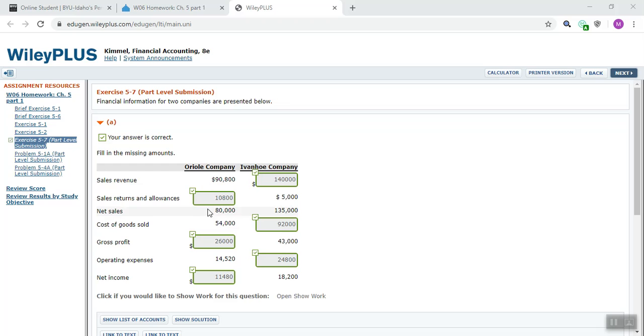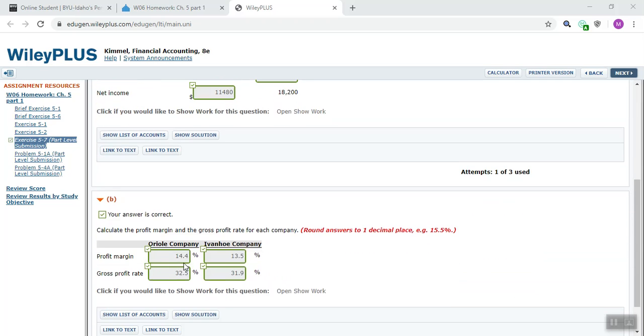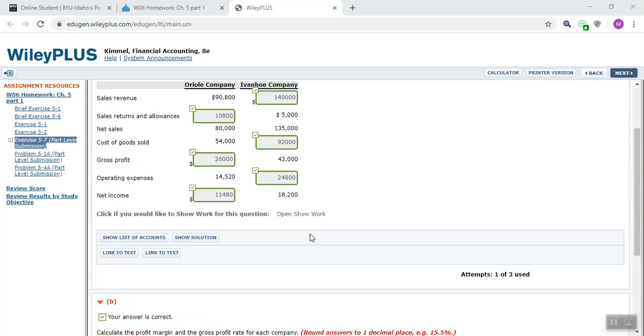In this exercise we're given the financial information of two companies, Oriole Company and Ivanhoe Company. Both companies have missing values that we need to find, and in the second part we are going to calculate the profit margin and the gross profit for each company.